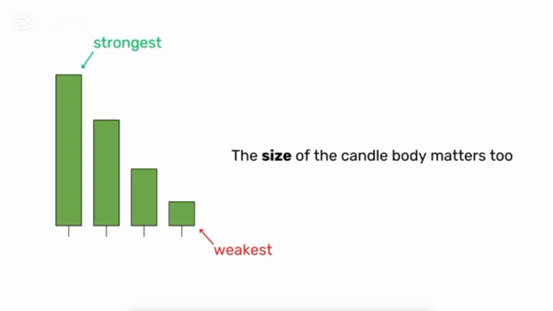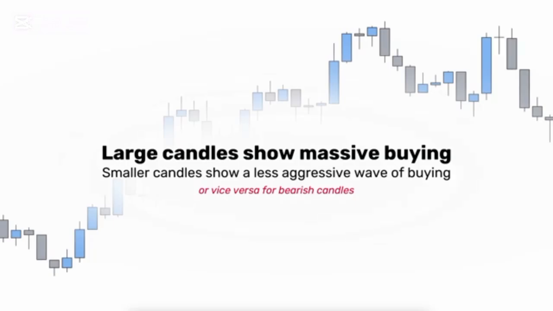So a candle body that is super small, like that weakest example there, it's not going to be the strongest for determining future trend directions, even though it does show some uninterrupted buying. The big candle, however, that's the kind of thing we want to see for high accuracy moves. This is because large candles show massive buying and smaller candles show a less aggressive wave of buying. The buyers are still in control at this point, but not in massive numbers.